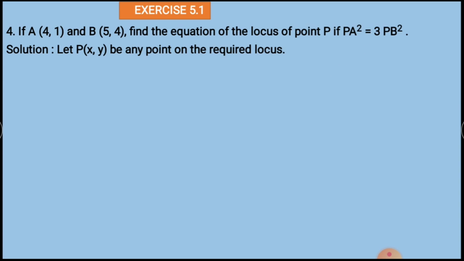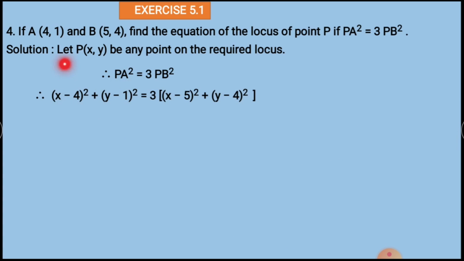Now condition is PA square equals to 3 times PB square. Again we use the distance formula for PA and PB. So write here (x minus 4) bracket square plus (y minus 1) bracket square. In right hand side 3 in square bracket we write (x minus 5) bracket square plus (y minus 4) bracket square.